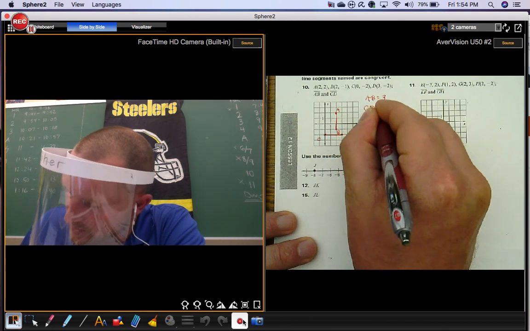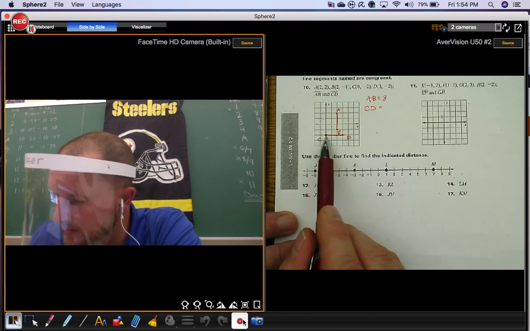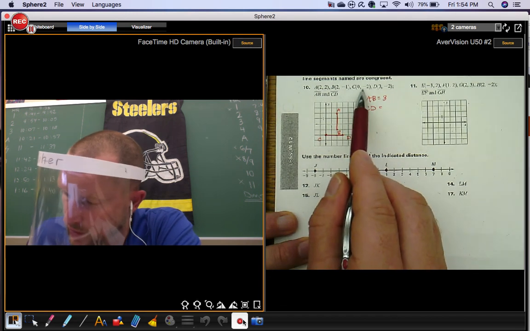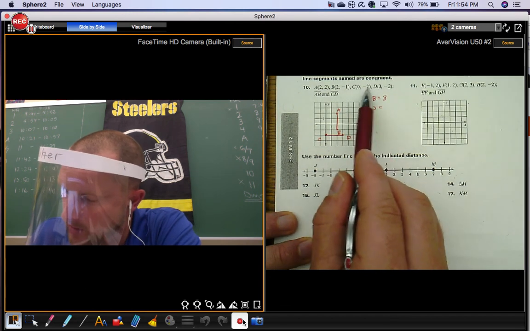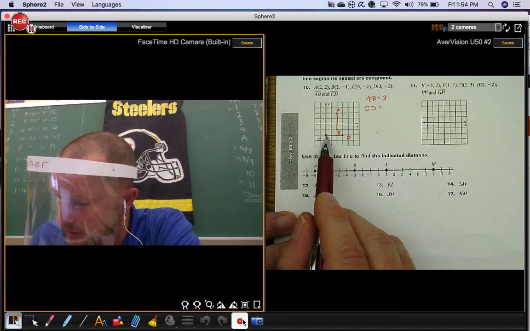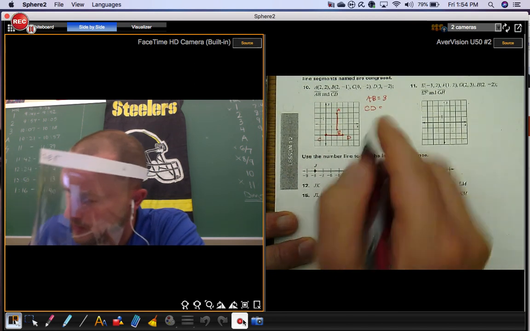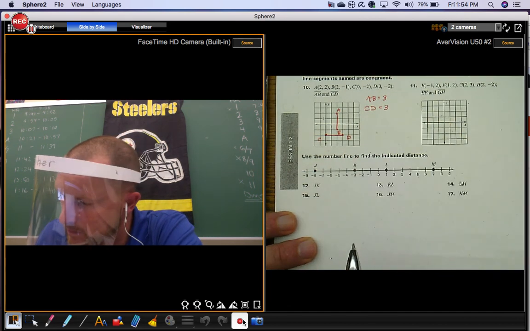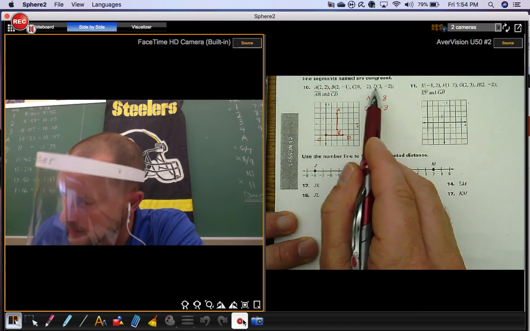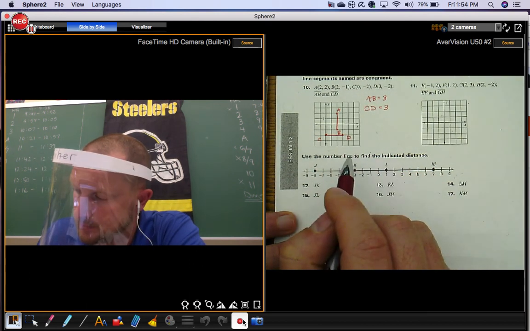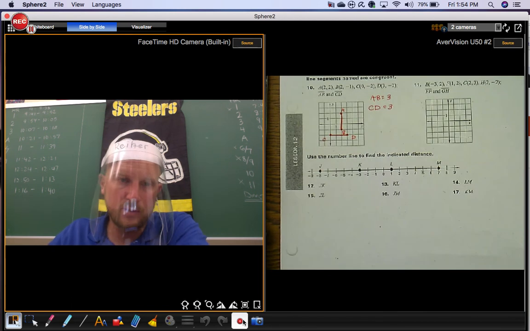How far is it from C to D? Again, this is horizontal, which is good. And you should have known it was horizontal from the beginning, because look at these y coordinates. See how they're the same? How far is it from C to D? You can count. 1, 2, 3. You could have subtracted as well. 3 minus 0.